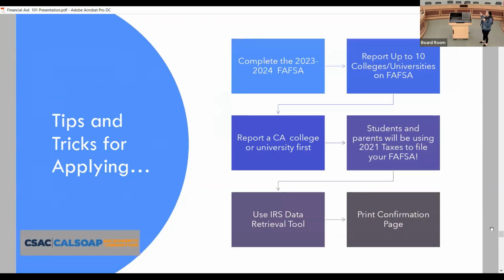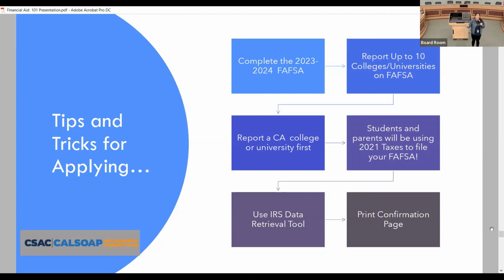And then tips and tricks, you guys. If you are a senior right now, you are doing 23, 24. For our juniors, you guys are doing 24, 25. You can list up to 10 schools on your FAFSA. We want you to list a California school first because we want you to be eligible for that Cal Grant we just talked about. If you are an 11th grader right now, you are going to be using 2021 taxes.